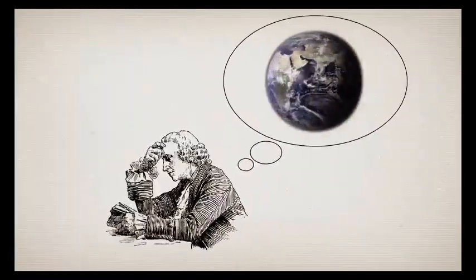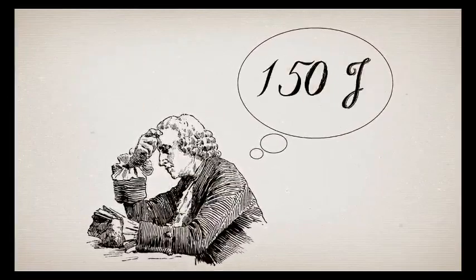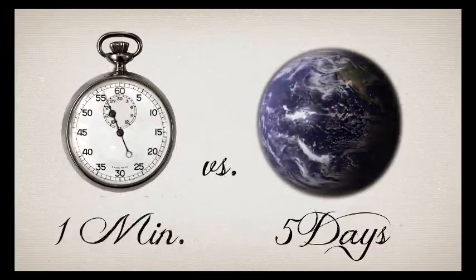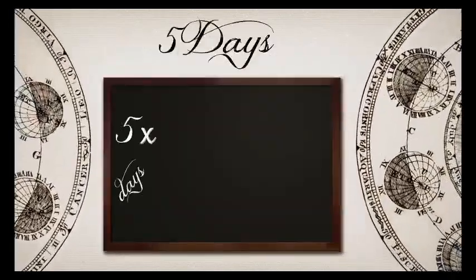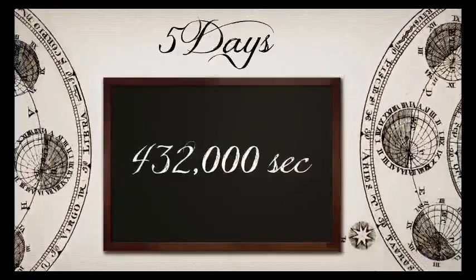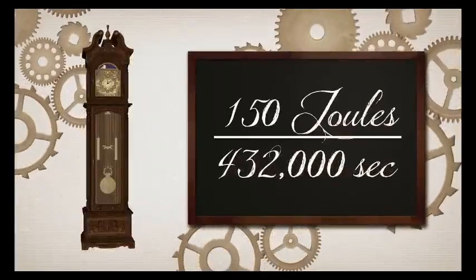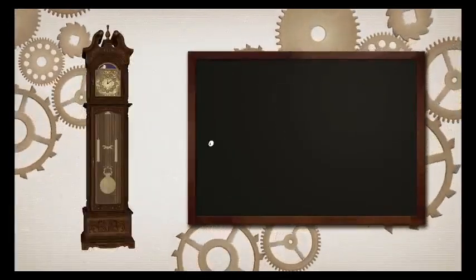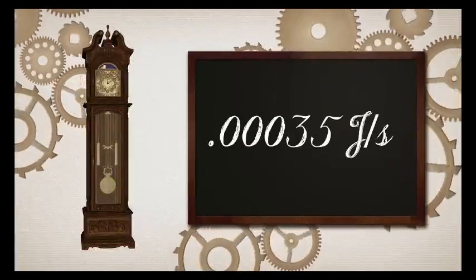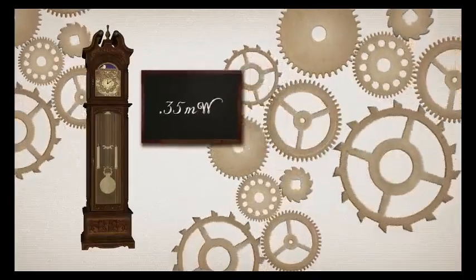We can figure this out because we already know how much work we did when we lifted the cylinders, 150 joules. But this time it took 5 days rather than a minute. 5 days is 5 times 24 times 60 times 60, or 432,000 seconds. So we divide the work done by the time and find the answer of about 0.00035 joules per second, or about 0.35 milliwatts. That's a tiny amount of power.